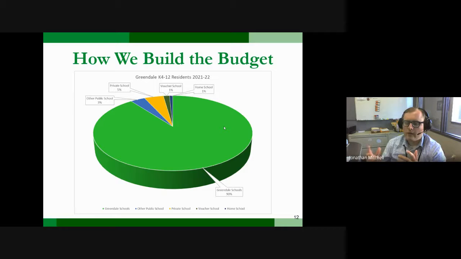We're very proud of the fact that 90% of the students are coming here to the Greendale schools. And for those that choose other options, we do that follow up to understand what we can continue to do to improve our programming or answer questions families may have about the programming that we do have available, to make sure that we're capturing as many students as possible that would want to participate and be a fit here within the school district.